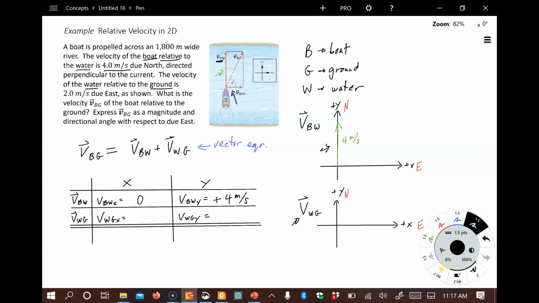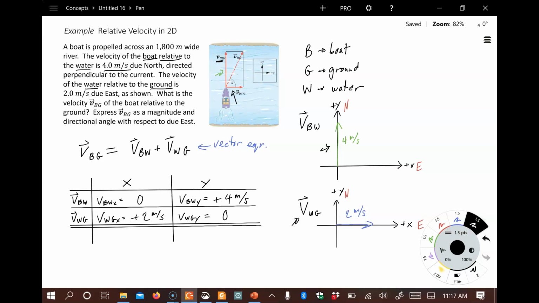There you can see it plotted there. And so if we draw that vector here, it's due east, and it has a length of 2 meters per second. So all the magnitude there, the length of the arrow, is in the eastern direction. When we go ahead and write this into our table, that means that the y component is 0 and the x component is positive 2 meters per second.